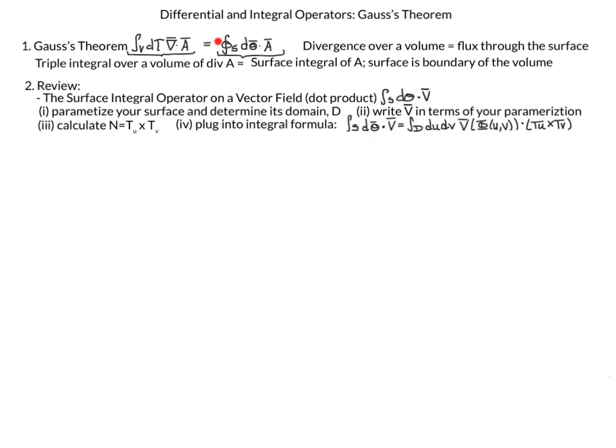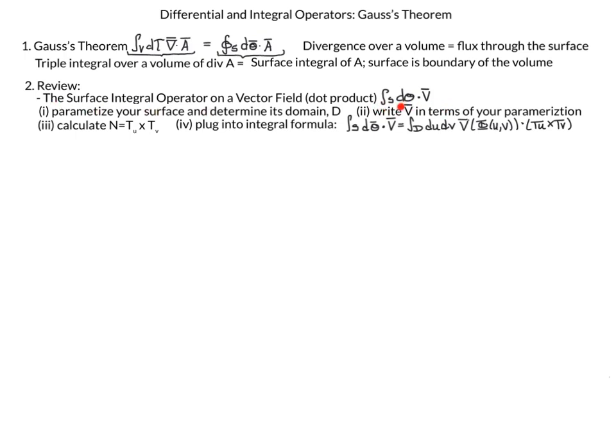Since we'll be doing these surface integrals, we want to review really quickly the steps to take a surface integral over a vector field using the dot product, and this was a topic of one of our previous videos. The first thing is we parameterize our surface and determine its domain. Remember, we think of a surface as being something from a two-dimensional domain that gets mapped into a three-dimensional space. And then we write our vector field in terms of our parameterization of our surface.